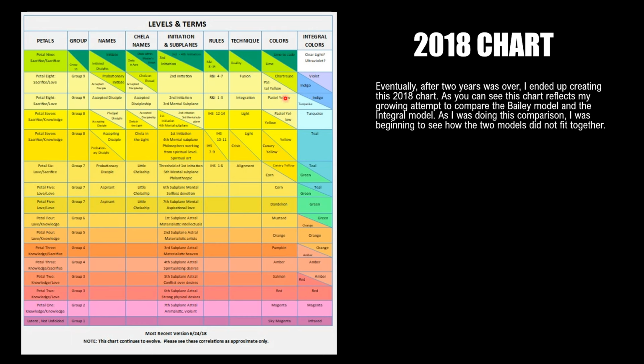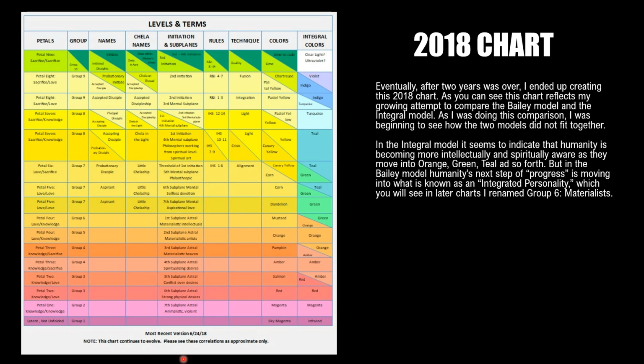As I was doing this comparison, however, between integral and the Bailey books, I was beginning to see how the two models did not fit together. In the integral model, it seems to indicate that humanity is becoming more intellectually and spiritually aware as they move into orange, green, teal, and so forth. So in other words, just good times seem to be ahead of us. But in the Bailey model, humanity's next step of progress, and it is a stage forward, it's not a stage backward, it's an evolution, is moving into what is known as an integrated personality, which you will see in later charts I renamed Group 6 Materialist, and I'll explain why I did that later.